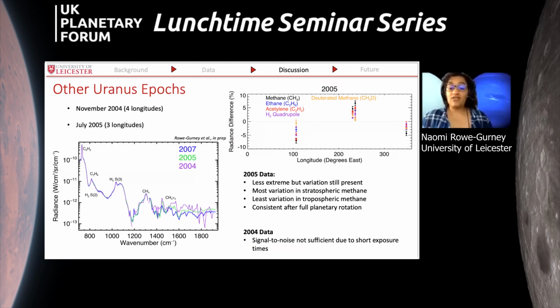We also looked at the 2004 and the 2005 data that I mentioned before, and unfortunately the 2004 data is not usable for the variation analysis because there's too much noise, but the 2005 data shows a variation that is similar, although slightly weaker. It's around the 5 to 7% level, but most of the variation is in stratospheric species, and then there's little variation in the tropospheric species. But it is consistent after that one full planetary rotation again. So something is happening. So this could be something that happens at Uranus all the time.